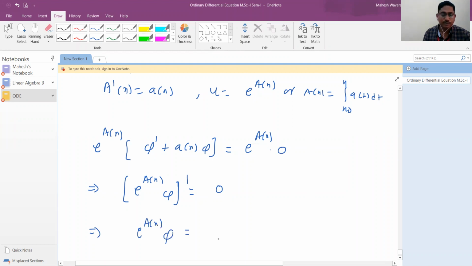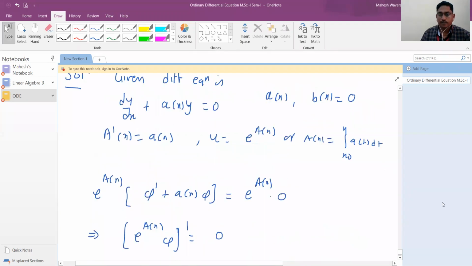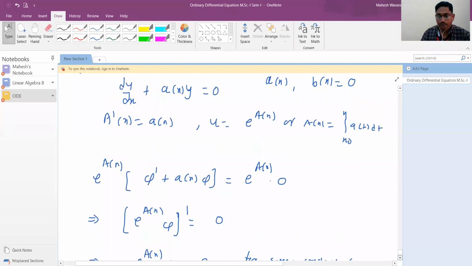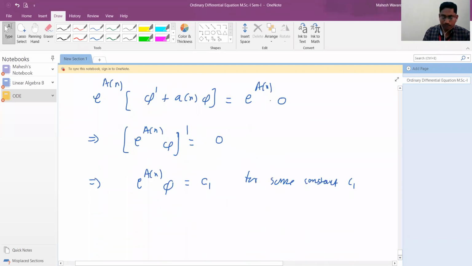what is the integration of this? It is just a constant of integration, for some constant c1. So this implies phi of x is c1 e to the power minus A of x, where c1 is any constant.